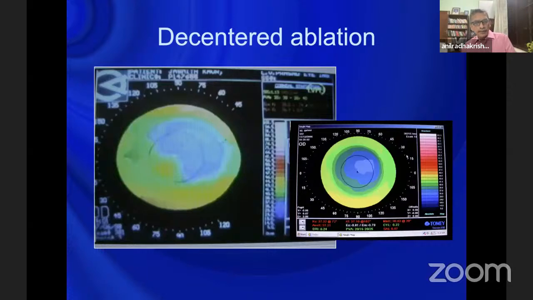So this is another scenario. This is a patient who has undergone a refractive surgery. You can see that this area is blue in color.